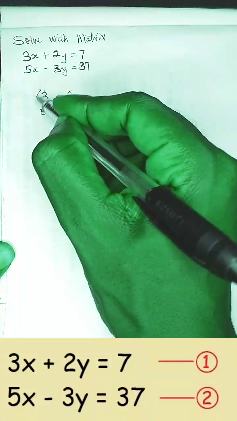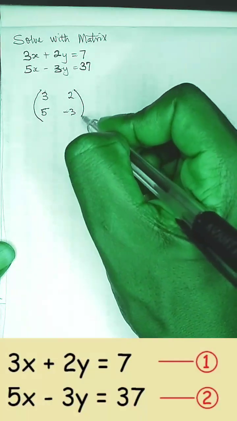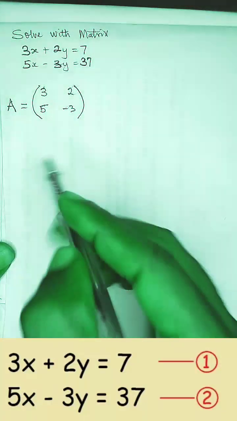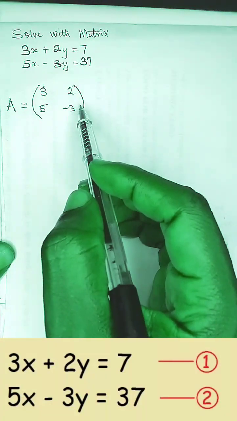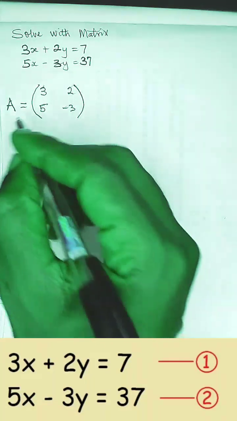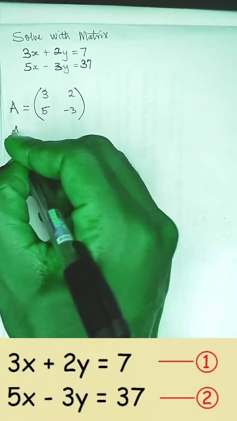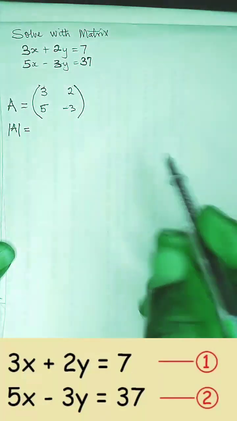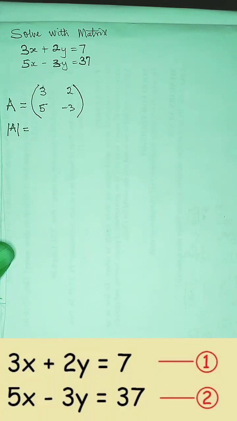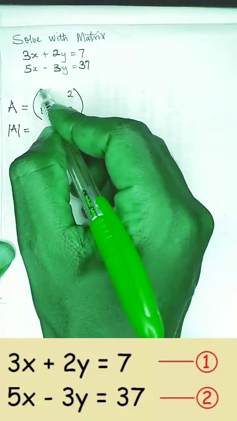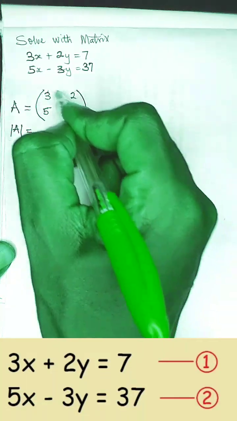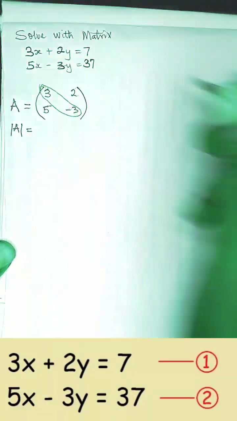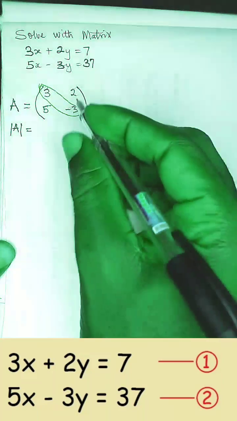Now these coefficients I've picked out, this is what I will use to form my matrix A. So which means that my matrix A is equal to this. Now the next thing I'm going to do is to find the determinant of A. Recall that for the determinant, you are going to multiply your major diagonal. The major diagonal is always this one here. So we have 3 times minus 3.